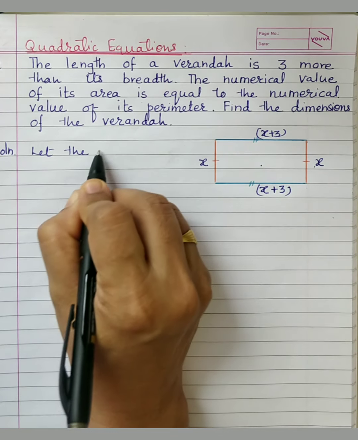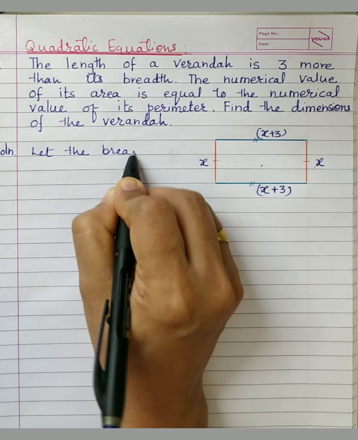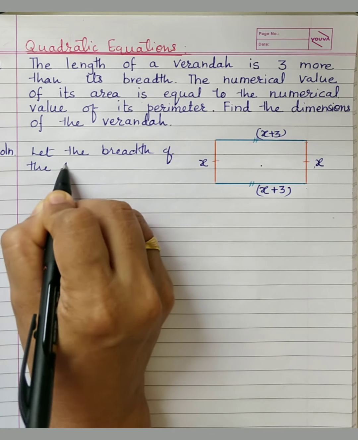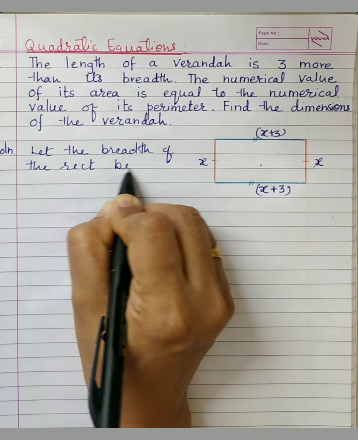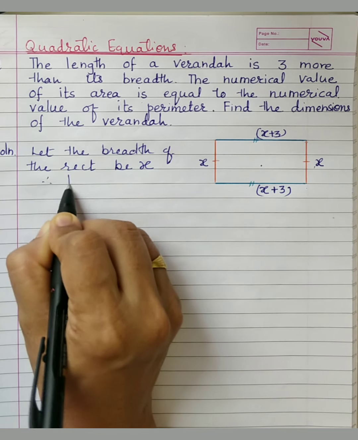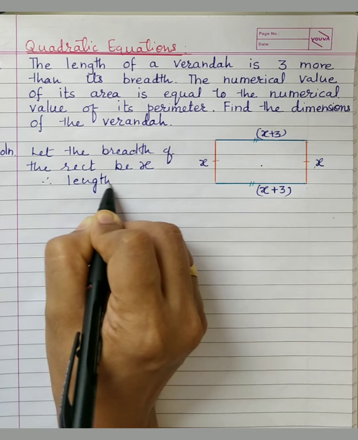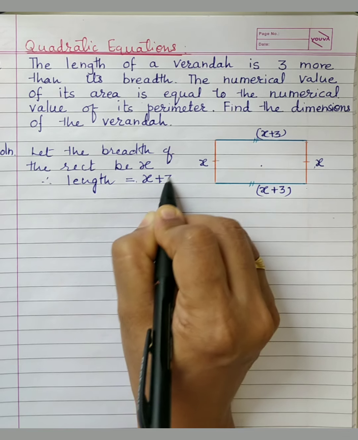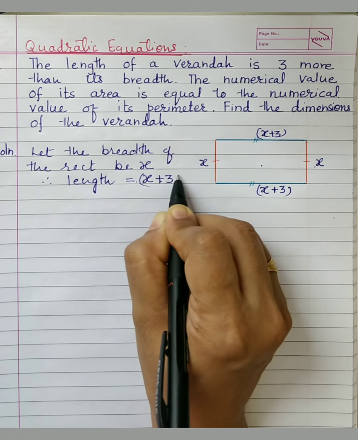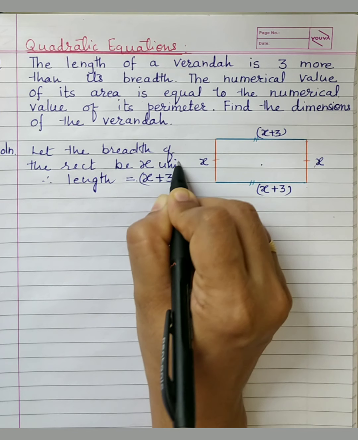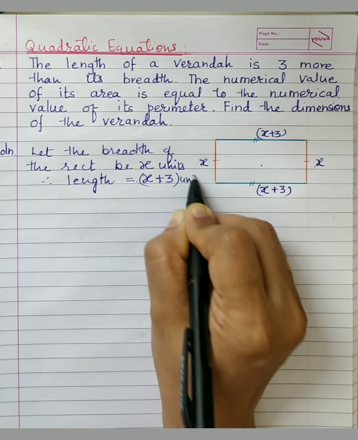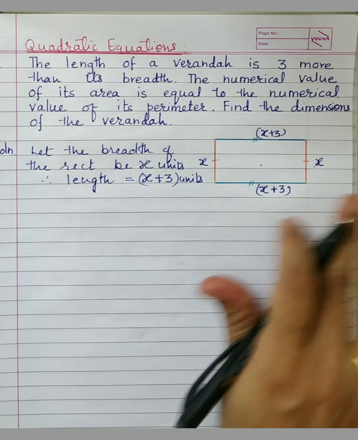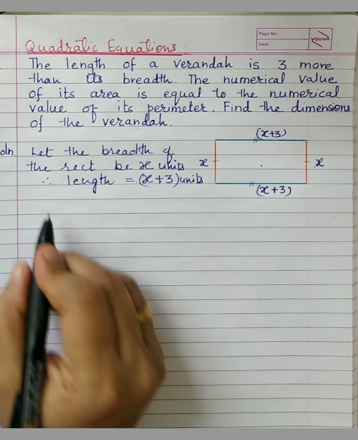So here I am writing, let the breadth of the rectangle be x. Therefore, length will be x plus 3. Now here units are not mentioned actually, so we will write units. It is expected to be in meters, but in the question you can observe nowhere the units are mentioned. In that case we simply write units.